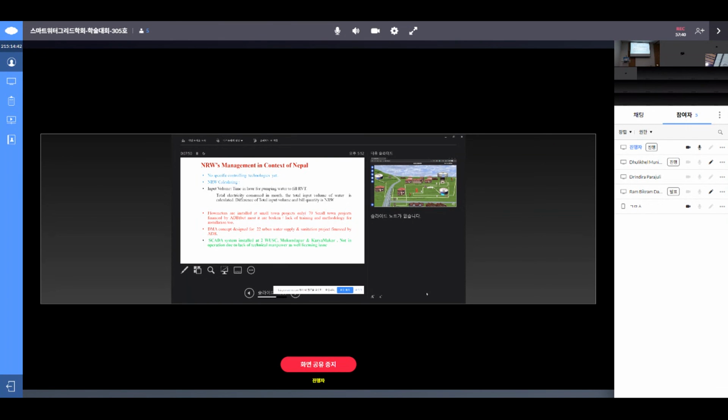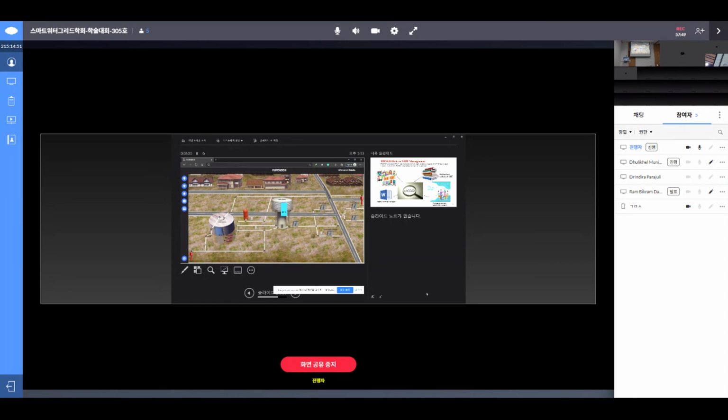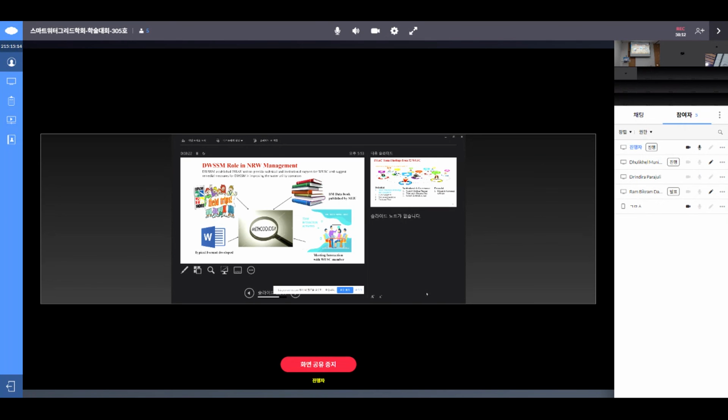So this is a review of the SCADA system installed at two water supply projects. This one is from Kundopur, and this one is for Pindi. But unfortunately, both systems are not running till now, and the water users committees are frequently asking how we can operate and run this system. The department is trying to resolve these problems.